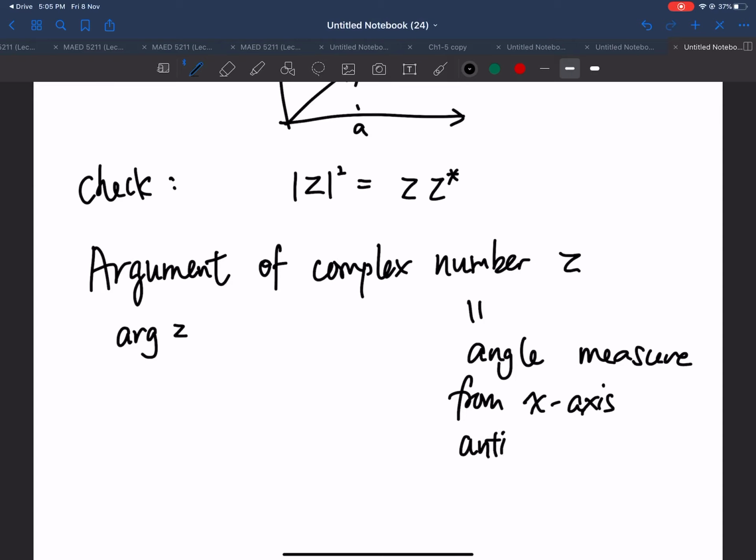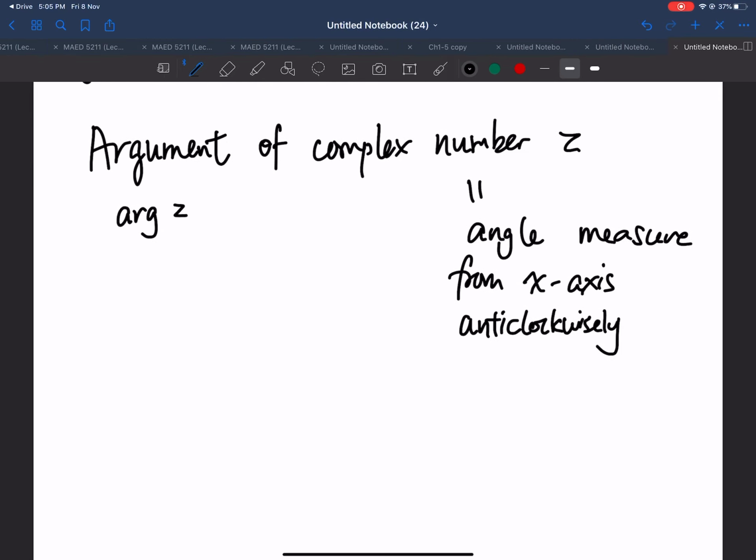Anti-clockwise. So I'll give you some example to understand this one. And also you need to express this in terms of radian, not degree. Or first you can express this one in degree, but it's not common practice in mathematics. So I'll give you some example, okay?